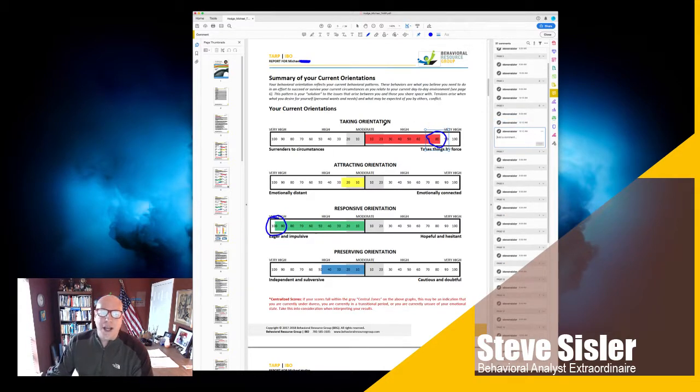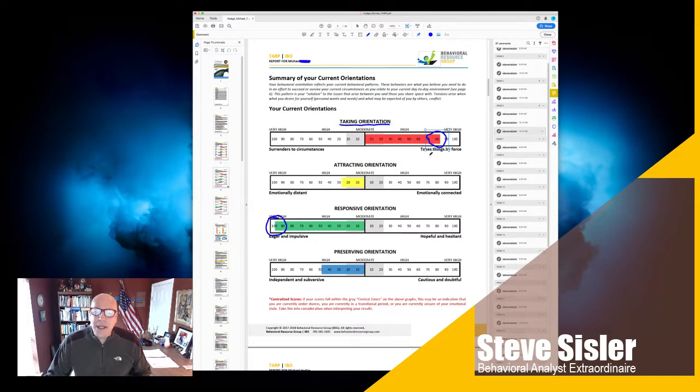So what's going on? Okay, these are the orientations and we spell them out for you. Anger is a taking orientation right here. So what does that mean? It means this individual takes, it says it right here, takes things by force. Think about it. Takes things by force. What does that look like? Hey, give me the shovel. That's how that looks. Give me the shovel.